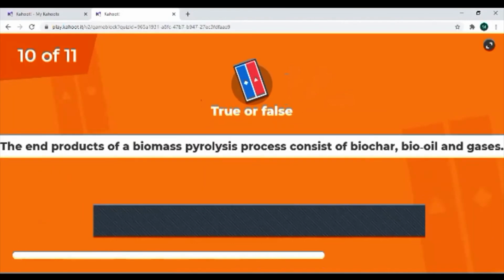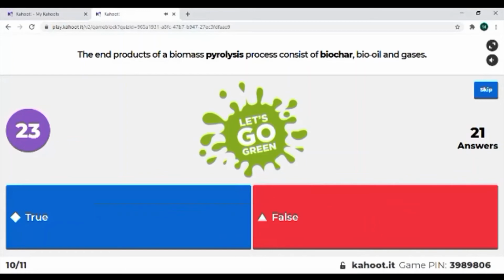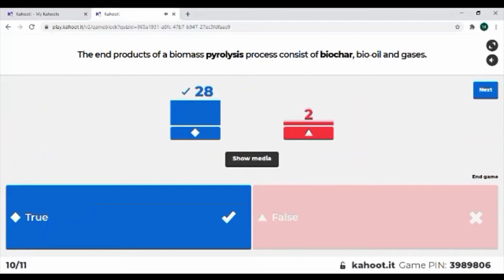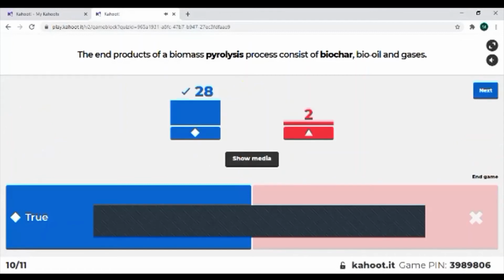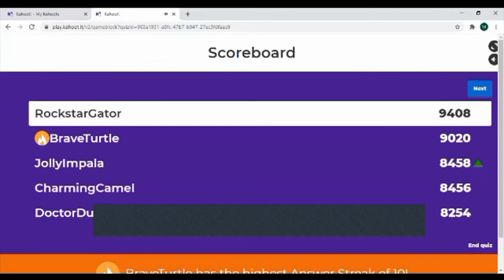Okay, second last question. The end products of the biomass pyrolysis process consist of biochar, bio-oil, and gases. This should be easy, I guess. True or false? Let's see what the percentage of true or false answers is. 27, 28, 29 of them have already answered, 30 answered. That's good, 28 got it correct. Good.